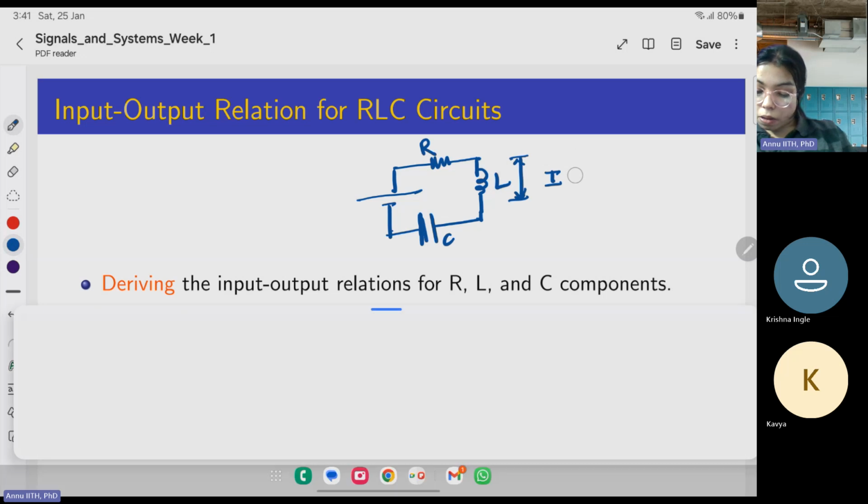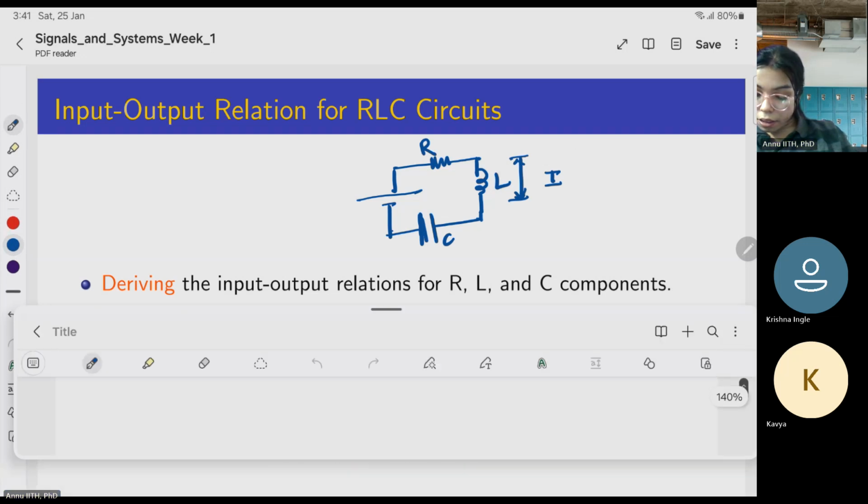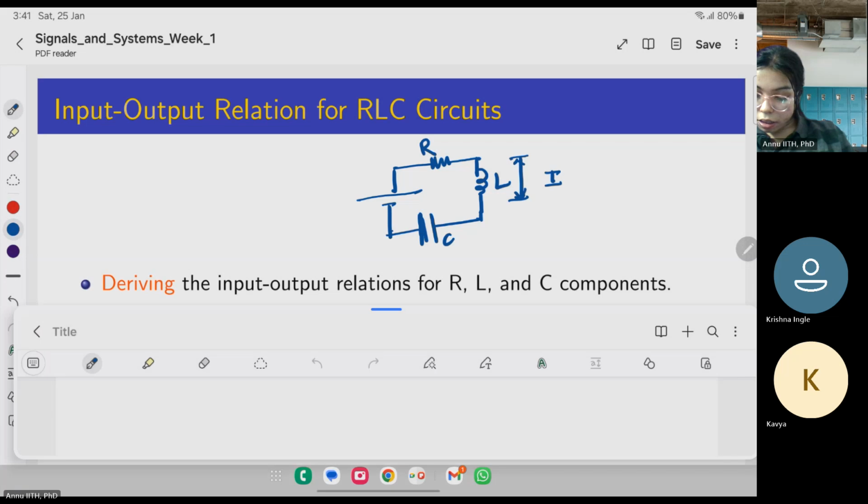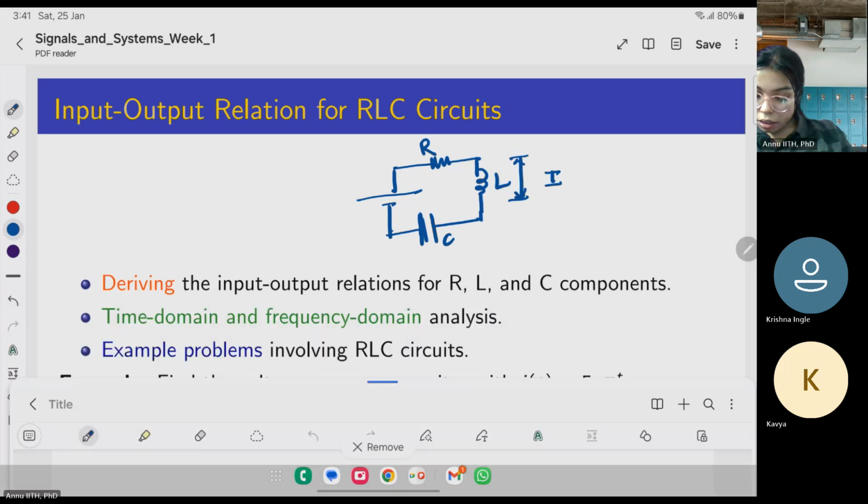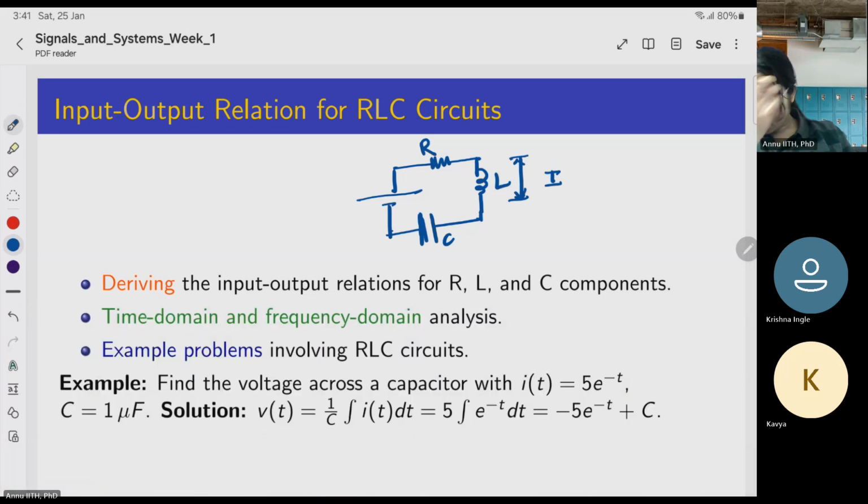This I is equal to, since we are talking about it.